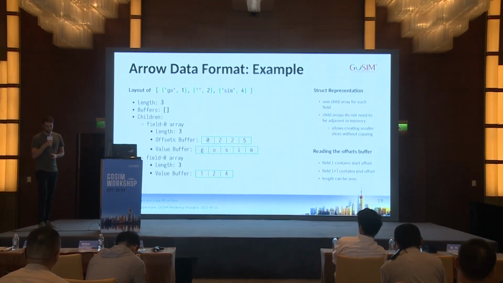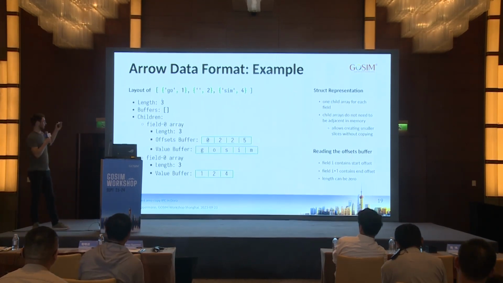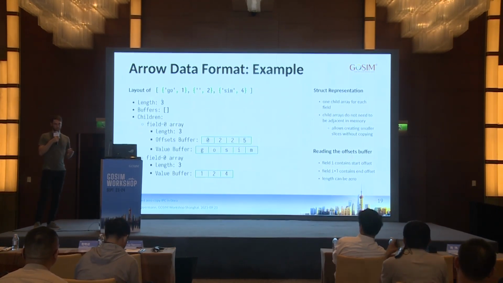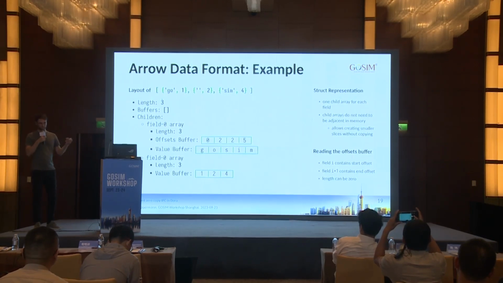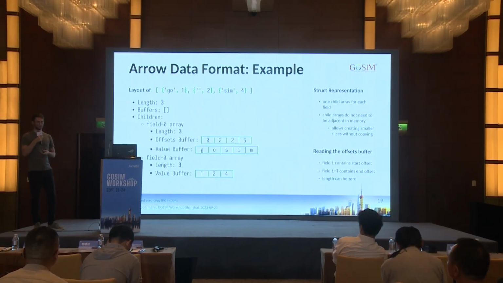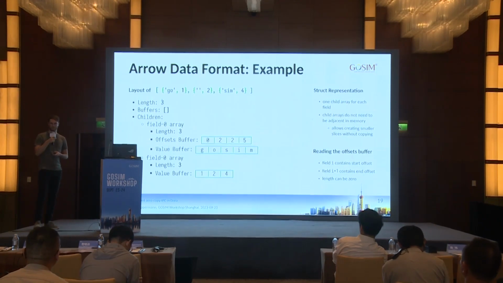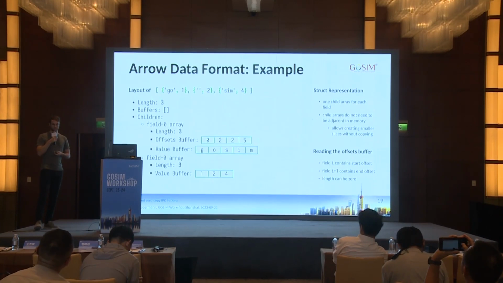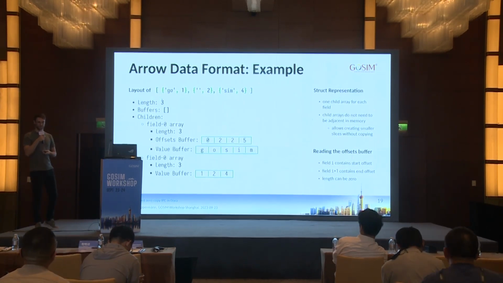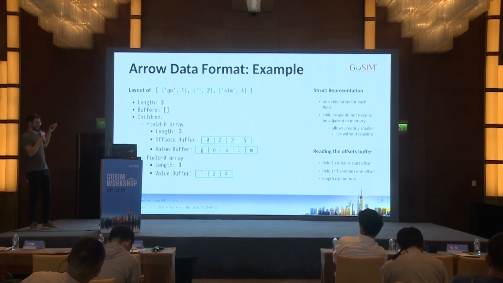So to understand how this works, let's look at the layout of this example array here. We have an array of structs, and the structs all have a string field and an integer field. The first entry has the string go and the integer 1. The second entry has the empty string and the integer 2. And the third entry has the string sim and the integer 4. And the representation of this is shown below.